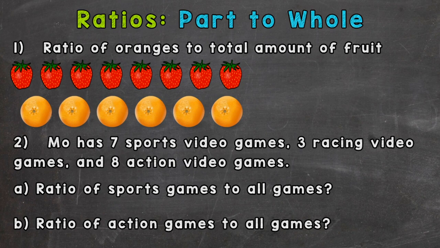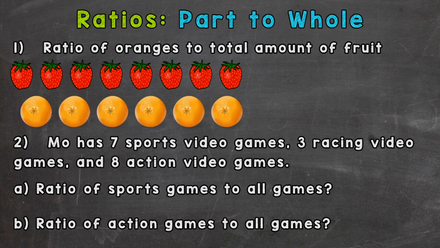In this video, we're going to be taking a look at ratios, and more specifically, part-to-whole ratios. So we're going to take a look at the number of a certain part compared to the total number of the group, the whole group. So let's take a look at number one as our first example here.